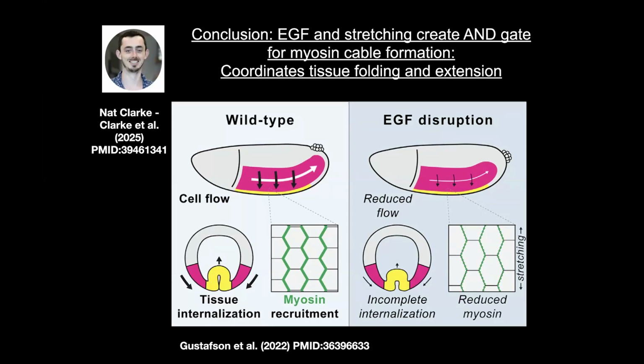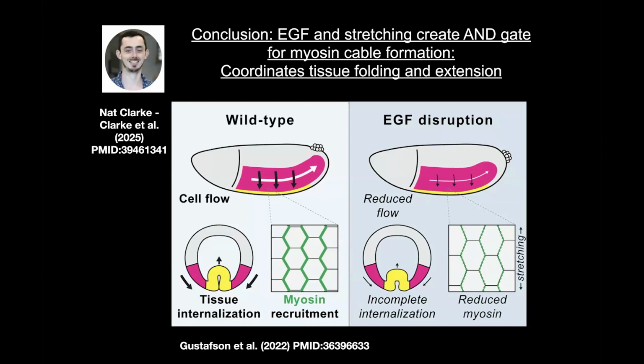to stimulate the myosin cables. And I just want to highlight a study that preceded ours by Hannah Gustafsson and Sebastian Streichen, who showed that the germ band cells are responding to pull and assembling myosin. And what we showed is that it depends on this EGF signal. So it's kind of an AND gate in terms of controlling where and when this happens in the embryo.